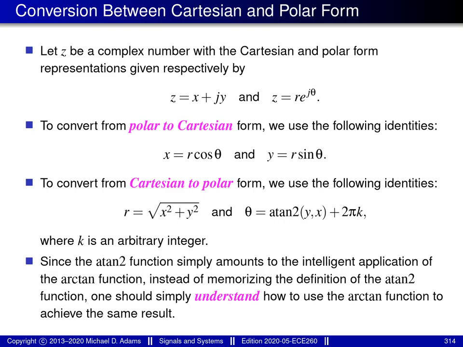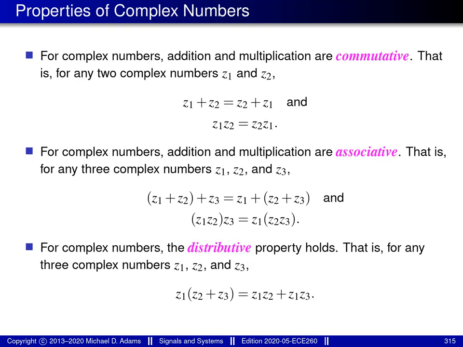This slide summarizes a few key properties of complex numbers. The first property is that addition and multiplication are commutative. Commutative simply means the order of the operands doesn't matter. So in other words, if I have addition, I can add z1 plus z2, or I can reverse the order of the operands and I can add z2 plus z1 and I get the same answer. Similarly, multiplication is commutative as well. We like when things are commutative because we don't have to care about the order that we do things in.